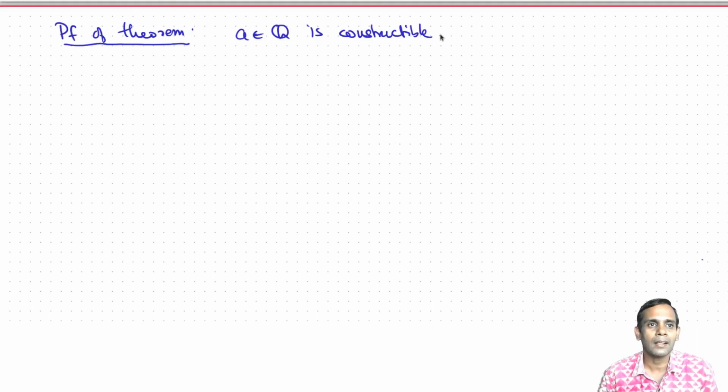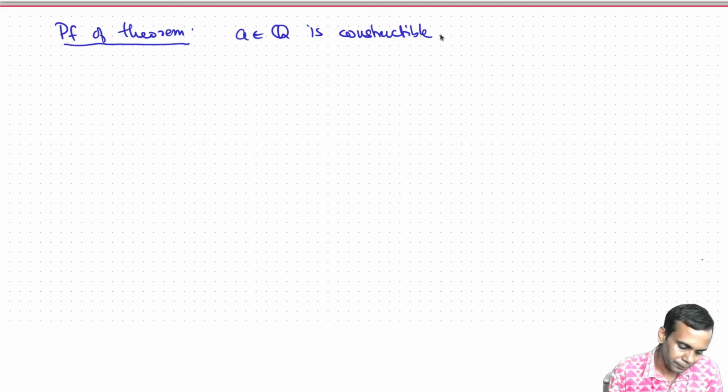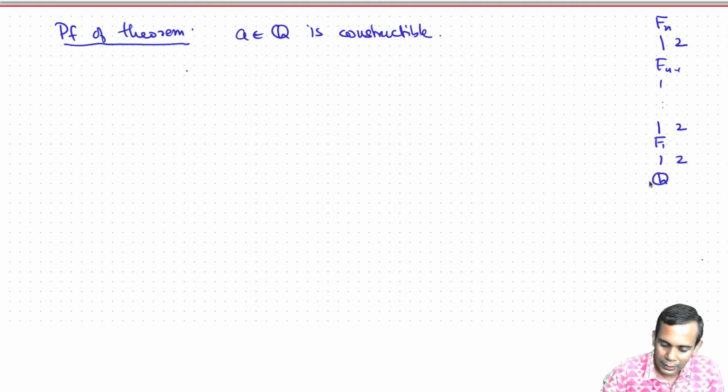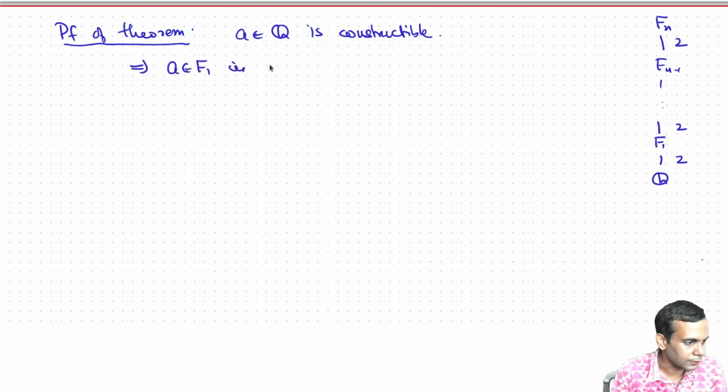Now, if 1 is in a field, then all rational numbers are in that field. So every element of Q is constructible. And now applying this lemma, we have this extension Fn, Fn minus 1, down to F1 over Q, and each of these extensions is of degree 2. So now every element in Q is constructible. By this lemma, this implies that every A in F1 is constructible.